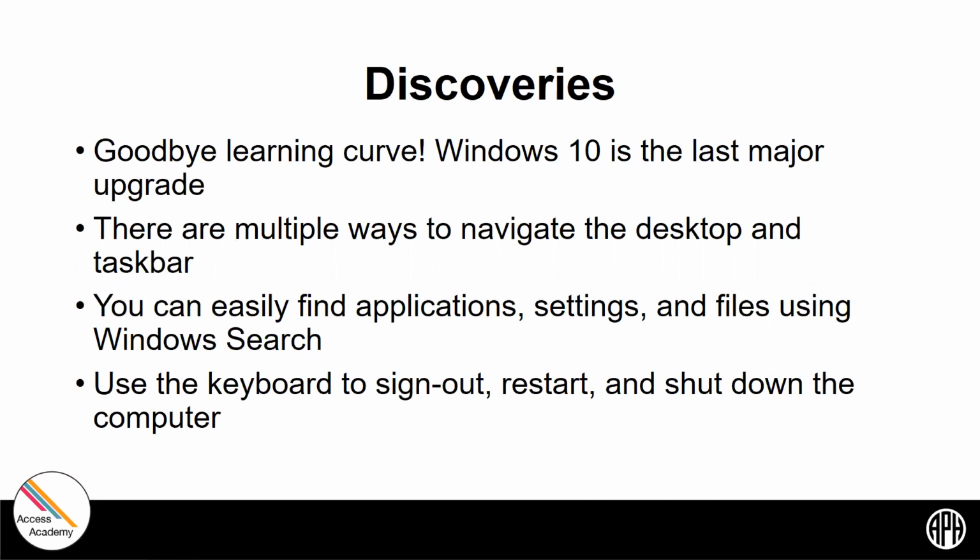There's multiple ways to navigate the desktop and taskbar. There's really multiple ways to do all sorts of things that we do. You can easily find applications, settings, and files using Windows Search. It's an extremely valuable tool. And you can use the keyboard to sign out, restart, and shut down your computer.